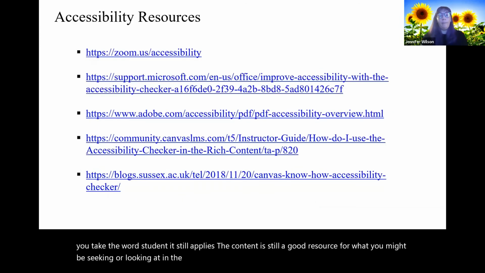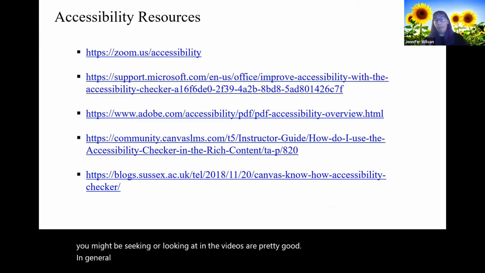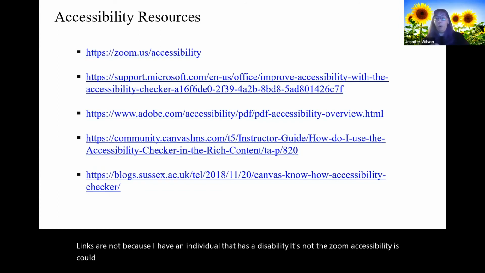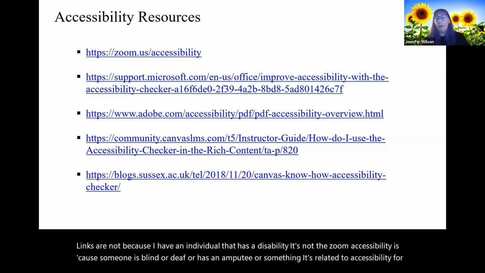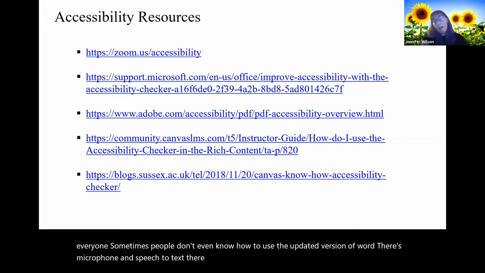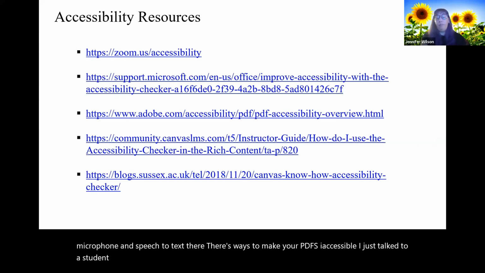In general, about accessibility, remember how I talked about access. These links are not because I have an individual that has a disability. It's not that Zoom accessibility is because someone is blind or deaf or an amputee or something. It's related to accessibility for everyone. Sometimes people don't even know how to use the updated version of Word. There's microphone and speech to text there. There's ways to make your PDFs accessible. I just talked to a student that's trying to get registered for the fall and was like, you're the only one who has the PDF where I can fill it in so I don't have to write.